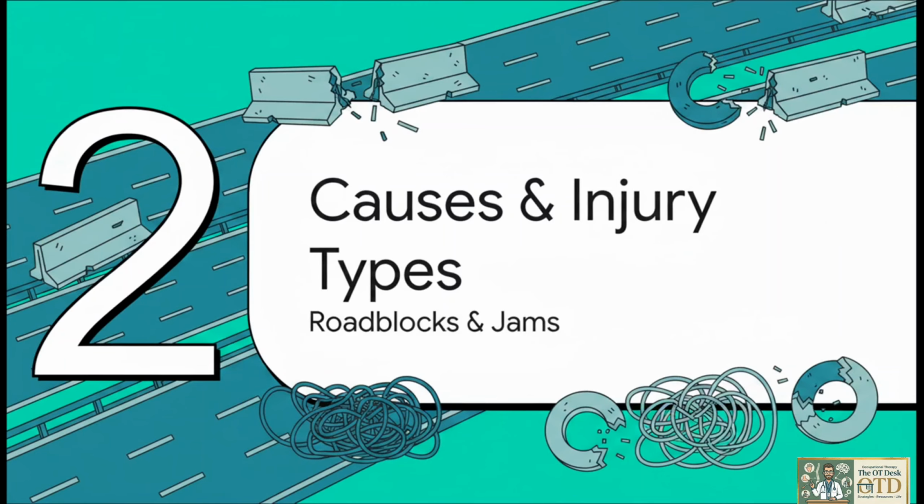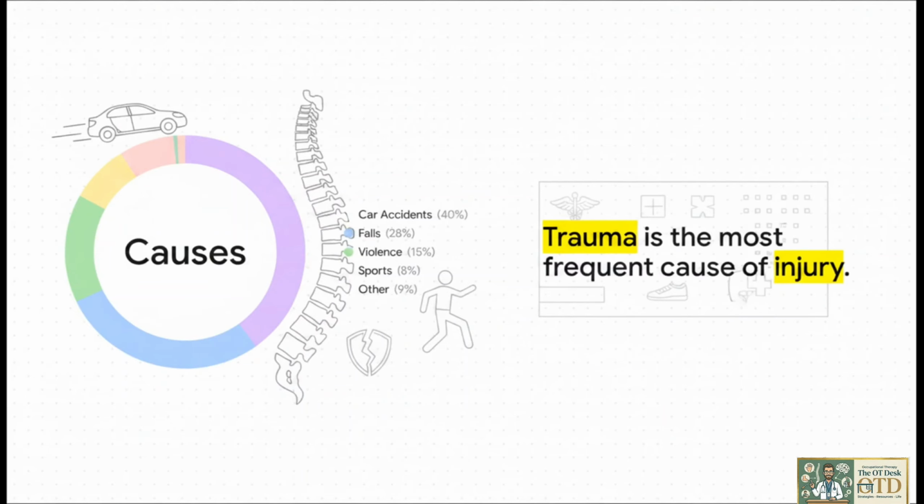Moving on to Section 2, causes and injury types. Think of these as roadblocks and traffic jams. When we look at the data, it's clear that physical trauma is the most common cause of these roadblocks. Car accidents actually lead the statistics here. They make up over 40% of all injuries. That's huge. Right behind that, we have falls at nearly 28%, and that number is actually creeping up as our population ages. The rest of the chart is mostly made up of violence and sports-related injuries.